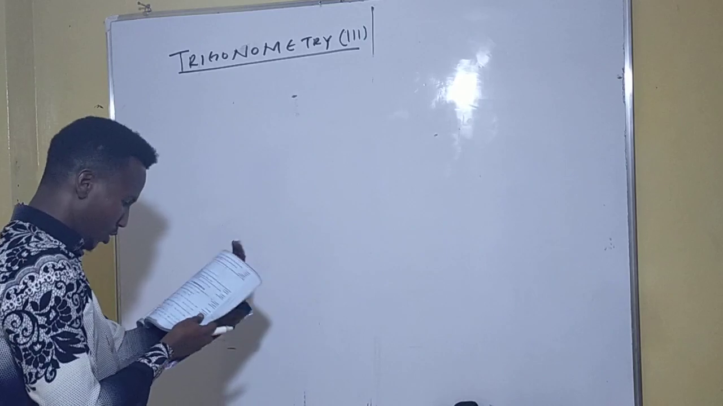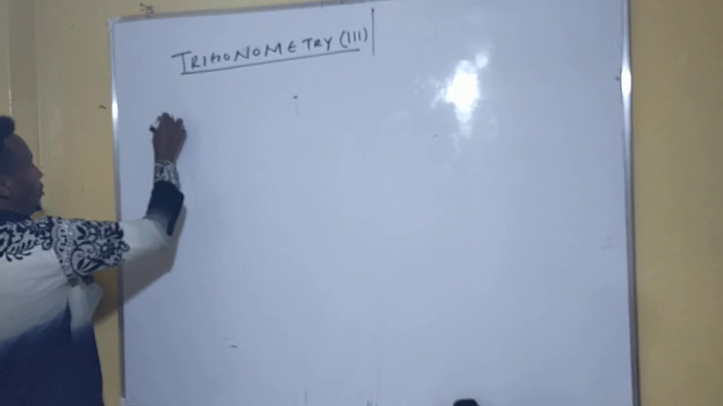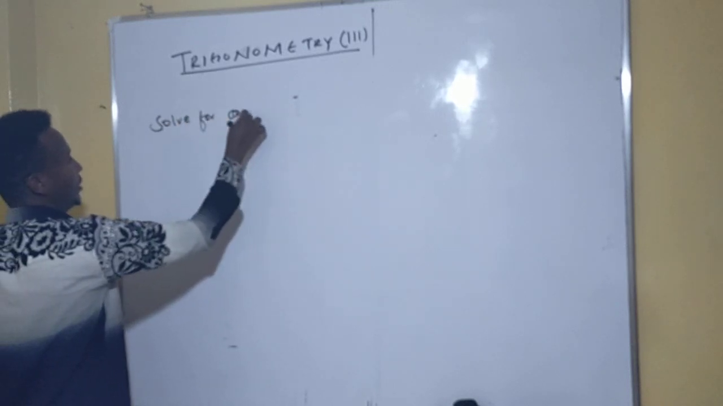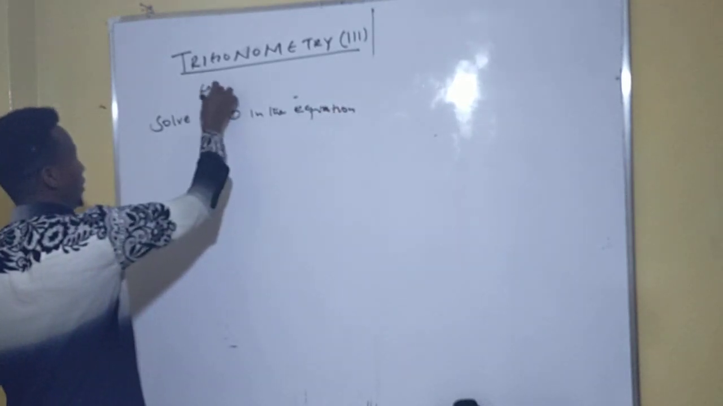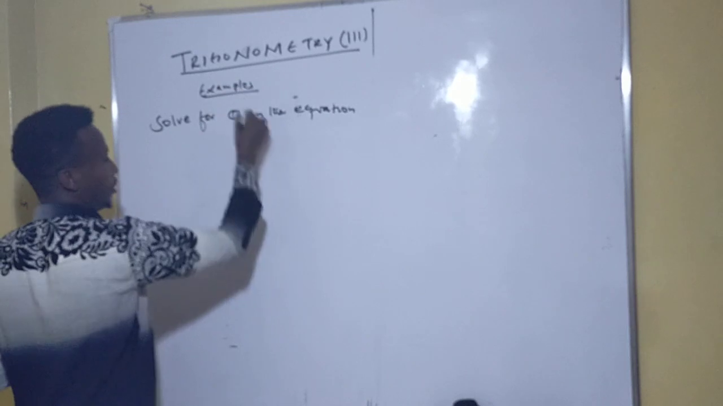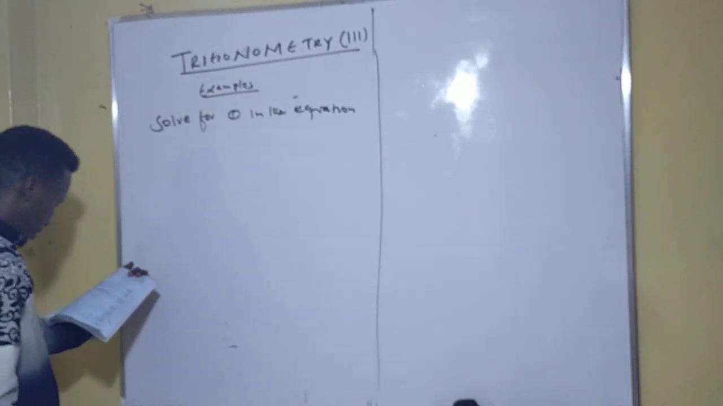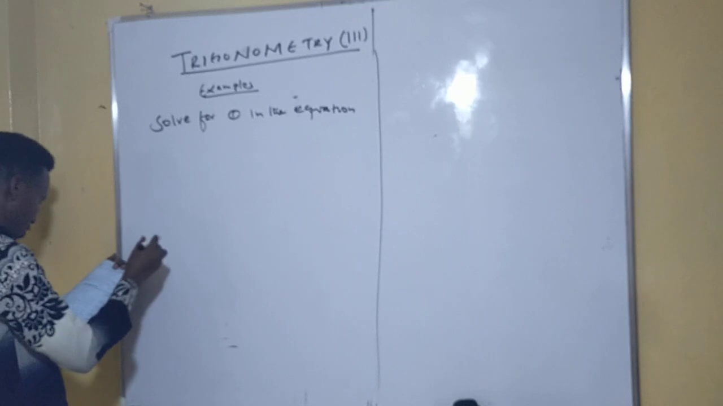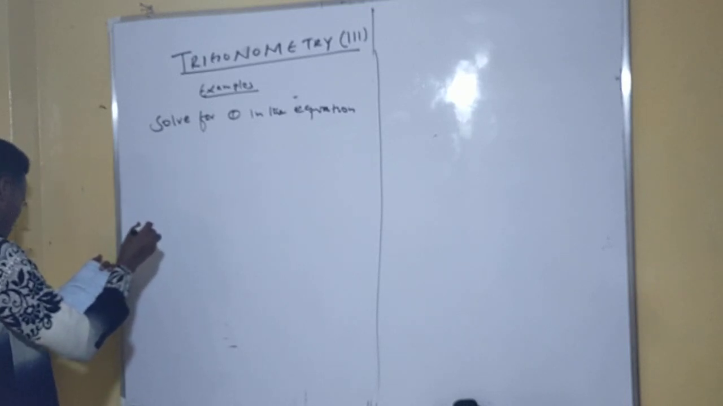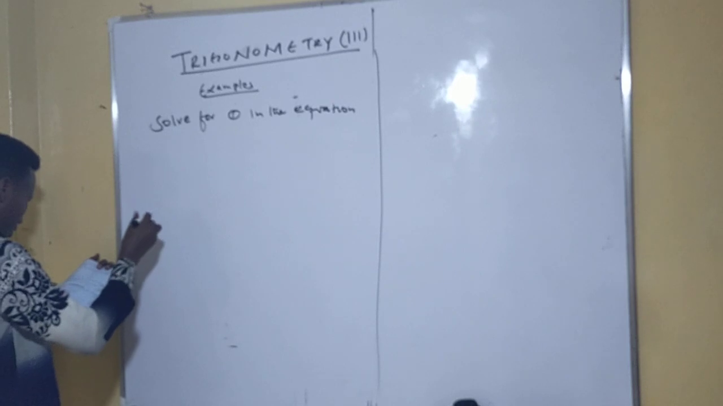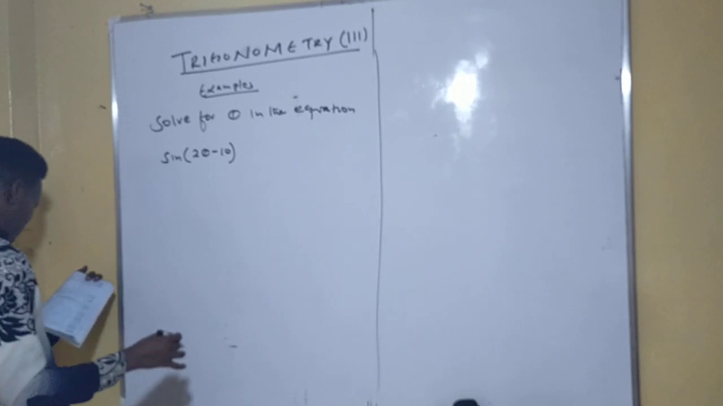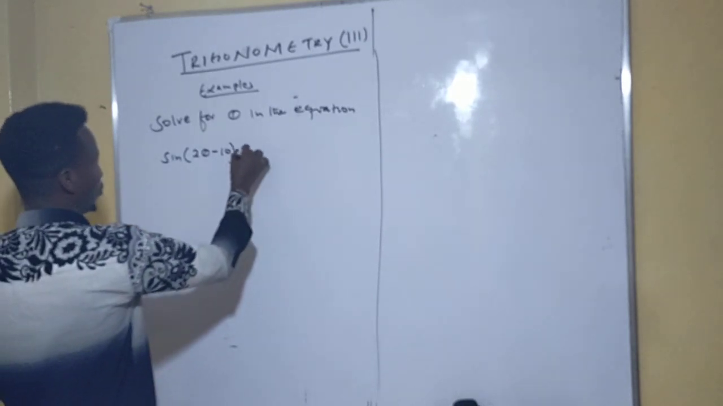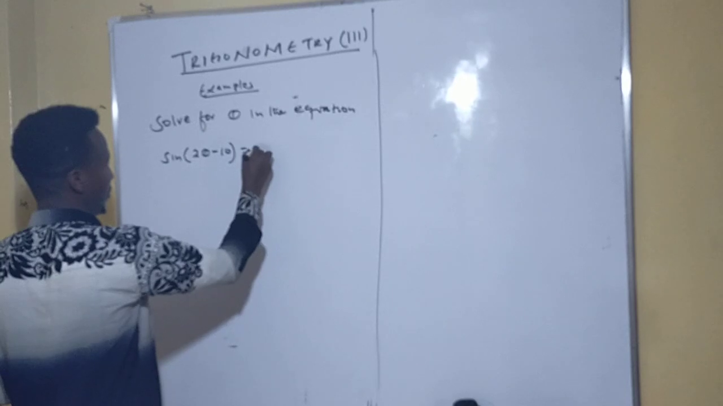Look here. Solve for theta in the equation. This is what we are told. This is example 3. Let's take our time. You're told: sine of (2 theta minus 10) is equal to negative 0.5.